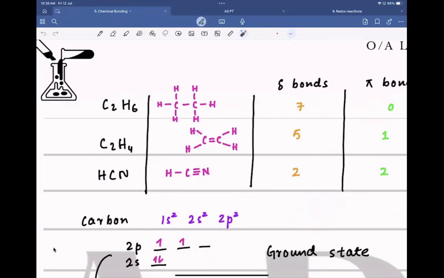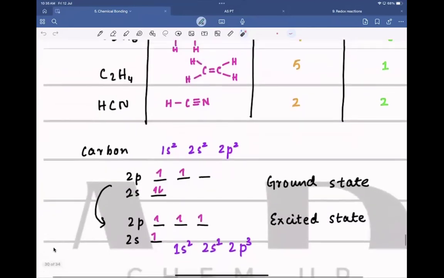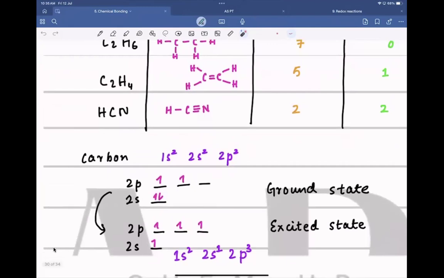But we normally see that in most cases, carbon is forming 4 bonds, isn't it? Yes, sir. It means that it reaches an excited state, and one electron from 2s goes to 2p. So first it goes into the excited state, right? So in the excited state, we now have 4 unpaired electrons. So it means can carbon form 4 bonds?